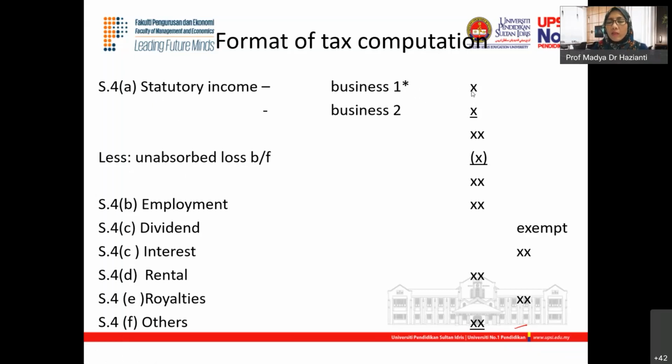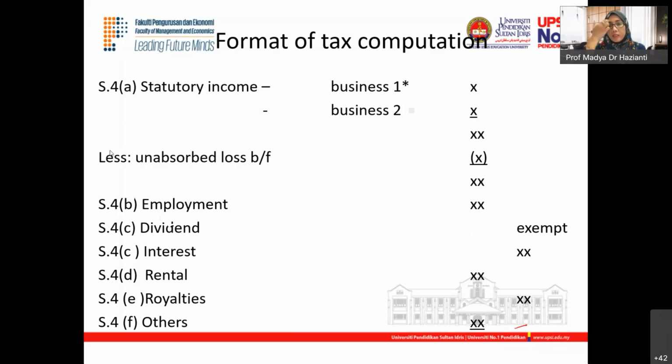So for example, business one, kita dah buat last week business taxation kan, let's say dia ada dua business, so business one kita ada satu income, business two kita ada satu income, and then we total up here. If let's say one of the businesses giving the owner losses, okay, so kita tolak unabsorbed loss brought forward. And then if at the same time orang ni ada employment income, so kita letaklah dekat sini all the different types of income yang dia ada, rental, royalties, and so on. Okay, so that will give us a total or aggregate income lah.